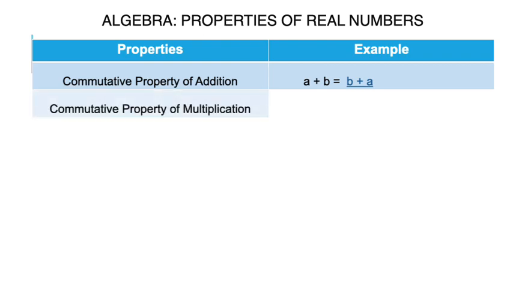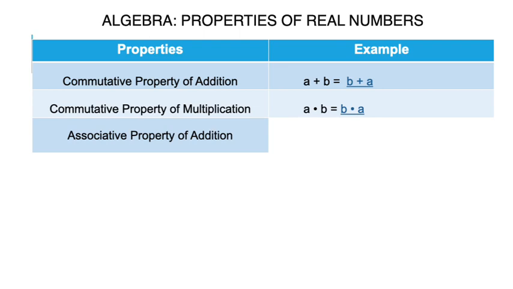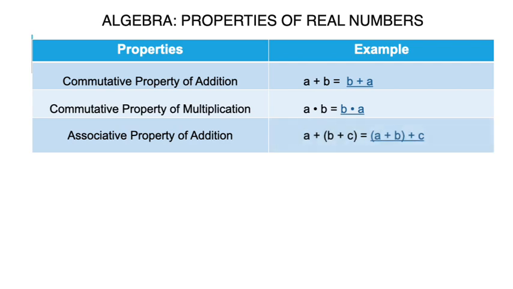Commutative property of multiplication: a times b equals b times a. And the associative property of addition, remember this one has to do with grouping symbols or parentheses. It does not matter if you have three numbers or more and you're adding those three numbers. It does not matter which two numbers you group and add first. It's going to be the same result. So a plus the quantity b plus c is equal to the quantity a plus b plus c.